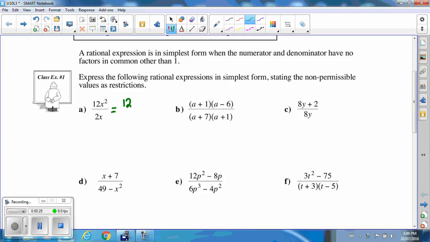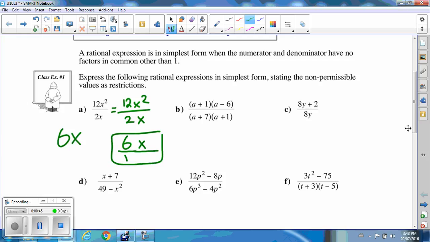This is 12x squared. And all I'm going to do is separate both pieces. So I'm going to do my number part and my variable part. The number part is 12 over 2, which is just 6 over 1. The variable part is x squared over x, which is just x. So this just becomes 6x over 1, or I could just write 6x.